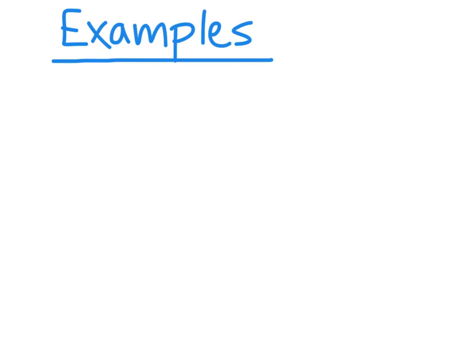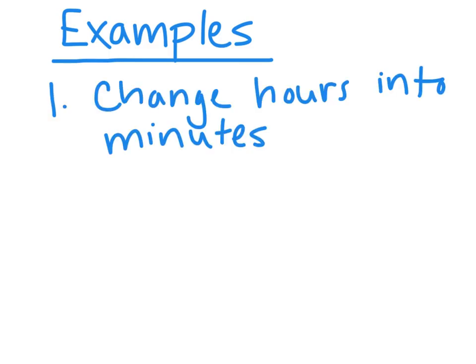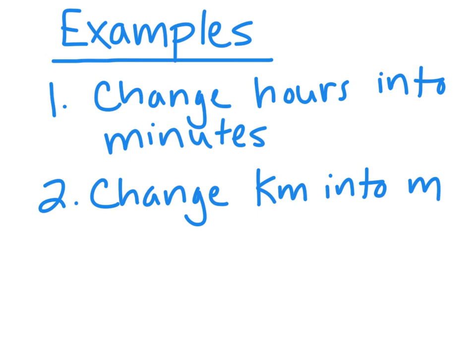So here are some examples of things that we could use unit conversion for. We could use unit conversion for something simple like changing hours into minutes. We could also do something like change kilometers into meters. We could even do something a little bit more complicated with multiple units, like change kilometers per hour into feet per second.